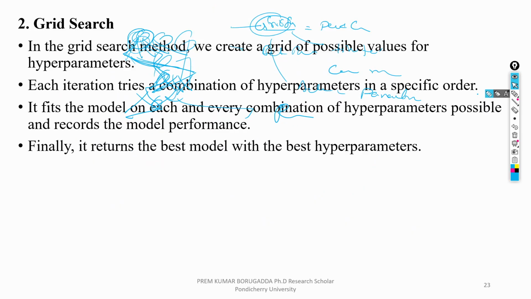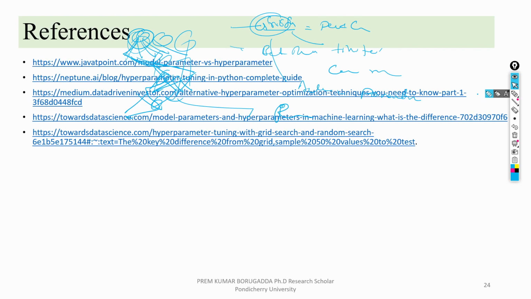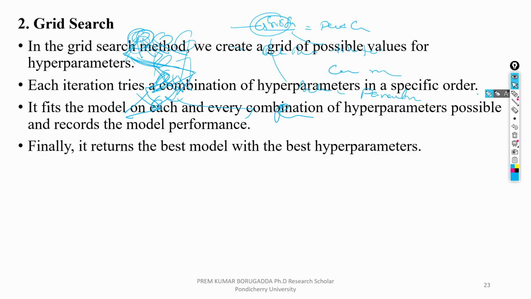This is the difference between model parameters and hyperparameters. In the next video I am going to explain the implementation. I hope you understand this concept.